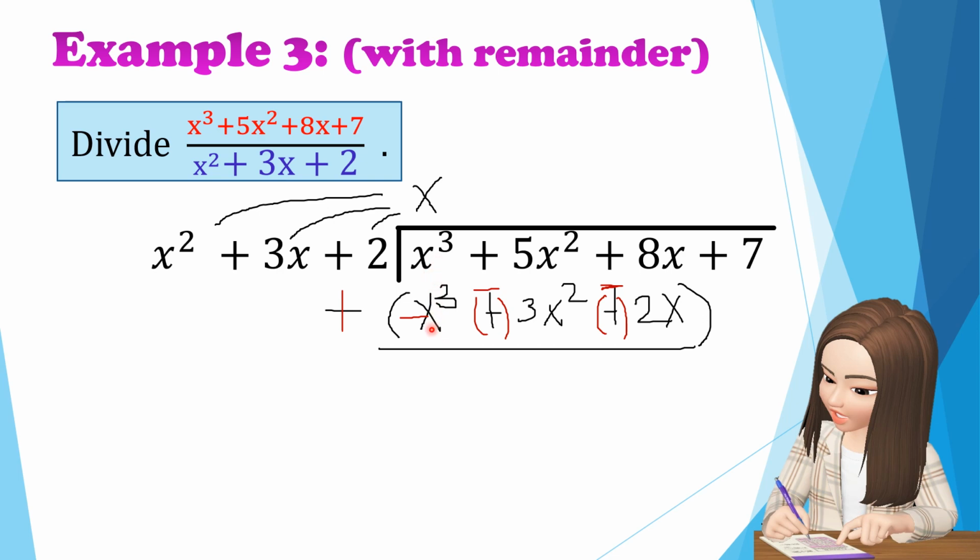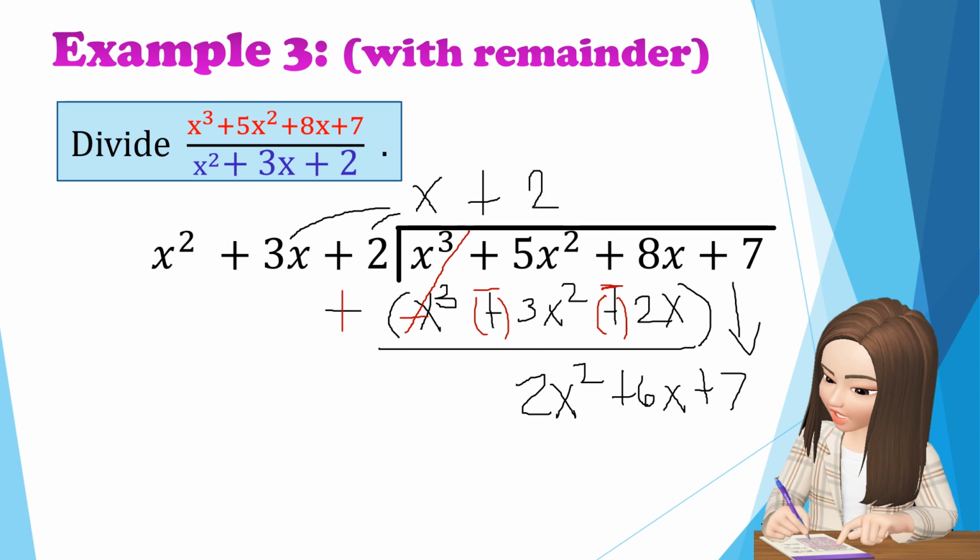X cubed plus negative x cubed, this is equal to 0, so this will be cancelled. 5x squared plus negative 3x squared, this is equal to positive 2x squared. 8x plus negative 2x, this is equal to positive 6x. Now let's bring down positive 7. Let's divide 2x squared by x squared. So when we divide using the quotient rule, this is equal to positive 2. Now, 2 will be multiplied to all the terms of our divisor.